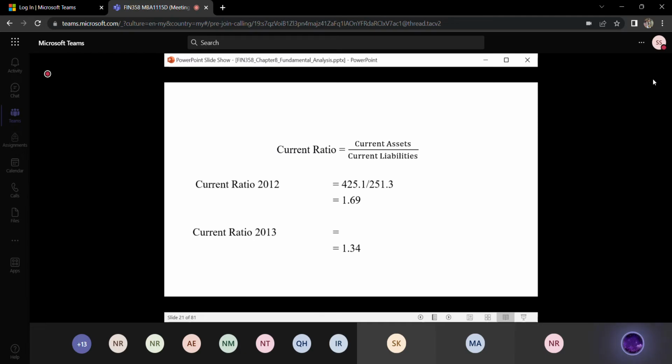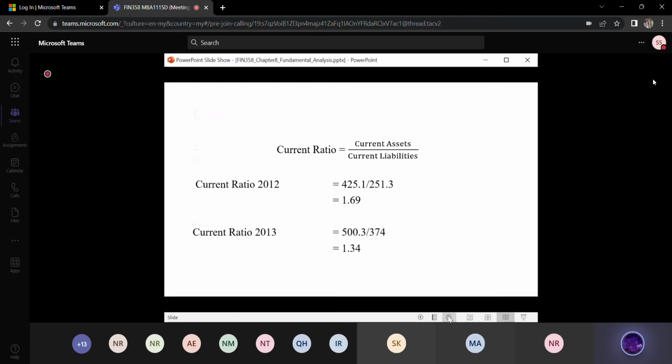Alright, so we check. So we will get 500.3 divided by 317. So if we compare these 2 years, year 2012 is better, which is higher than 2013. So we prefer the higher one.